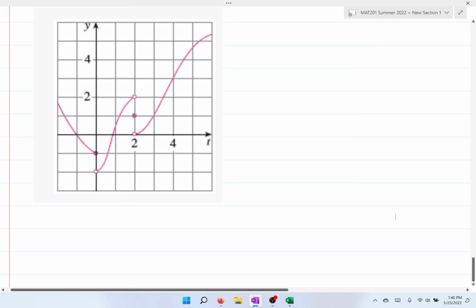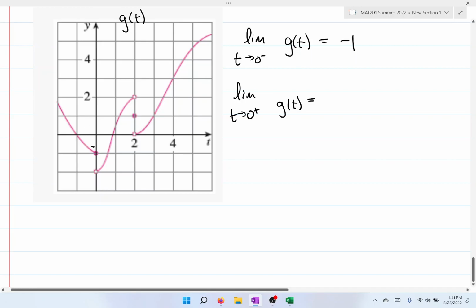Okay, so what is the limit as t approaches 0 from the left of g of t? We're going to call this entire function g of t. So if I'm approaching 0 from the left, that's going to be over here, and my limit is going to be this value right here, which is going to be negative 1. Okay? Now, the limit as t approaches 0 from the right of g of t. Well, now I'm approaching 0 from the right, and it's actually coming down all the way down here. And that looks like it's going to be negative 2.